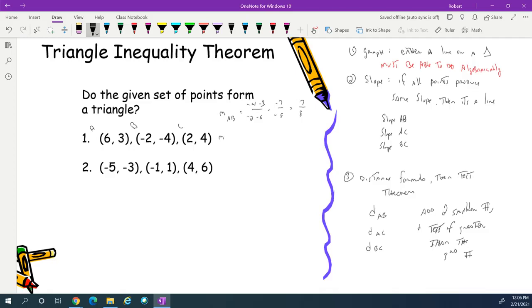I might find the slope of AC, 4 minus 3, 2 minus 6, so that's 1, -4. And now I'm going to test the slope of BC, 4 minus -4, 2 minus -2, that's 8/4, or 2. Since my slopes are all different, this is a triangle.